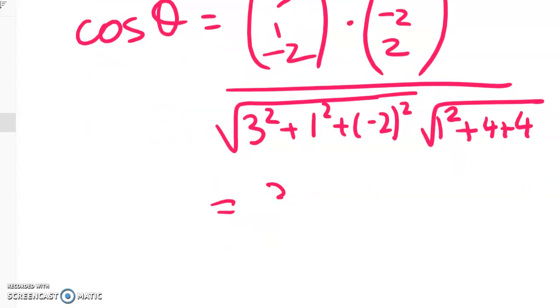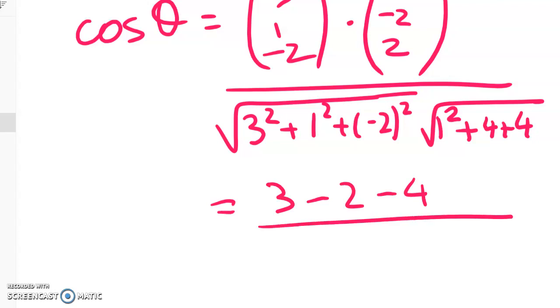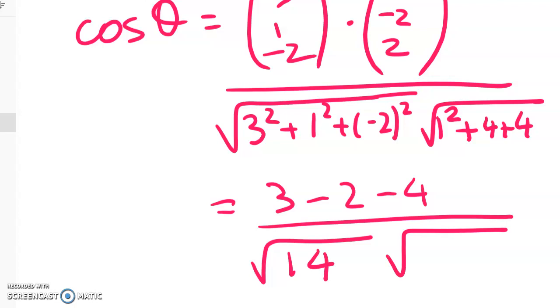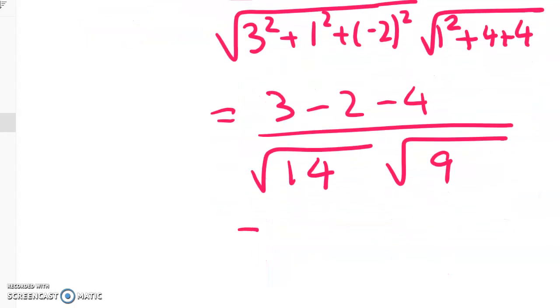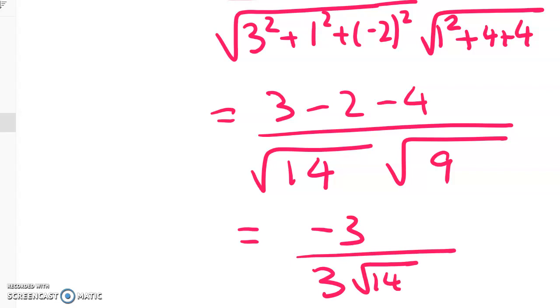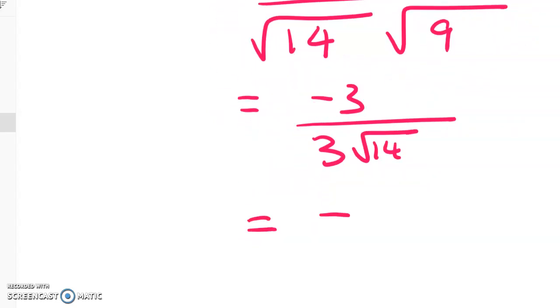So for the dot product we get 3 minus 2 minus 4 divided by the square root of 14 times the square root of 9, which gives me negative 3 over 3 root 14. Yes, you can chuck that in your calculator now, but nicer to write it like that.